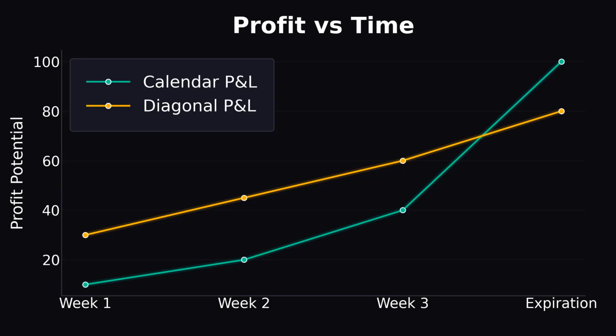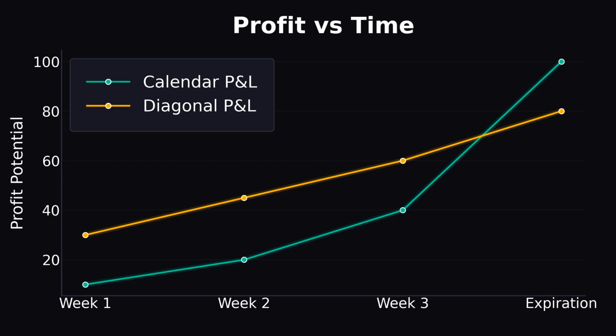Let's visualize the payoff curve evolution. As time passes, the calendar's profit peak rises sharply near expiration. The diagonal's profit line simply lifts higher across a broader price range. So when should you use a calendar? Use it when you are neutral on price, but bullish on volatility. Think earnings run-ups or finding a bottom in a low IV stock.